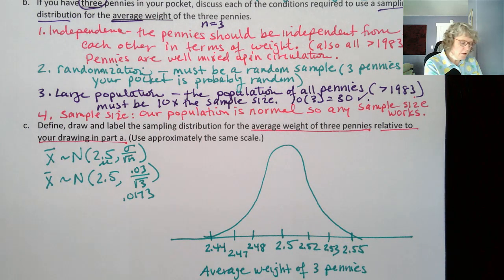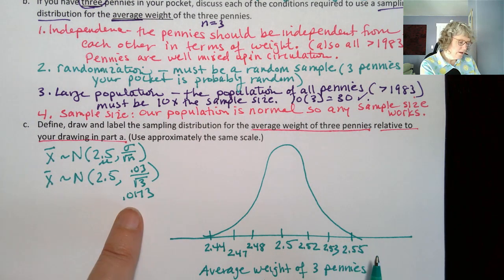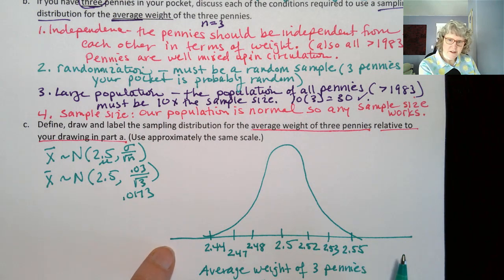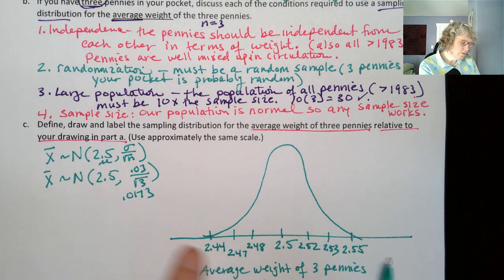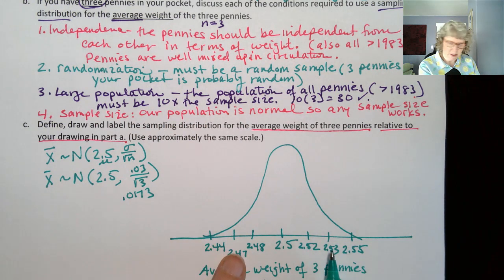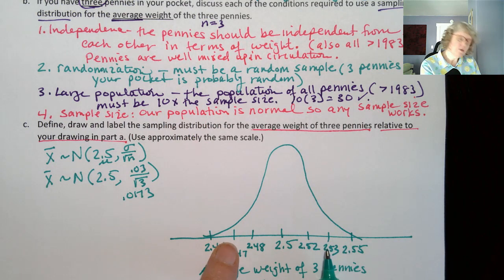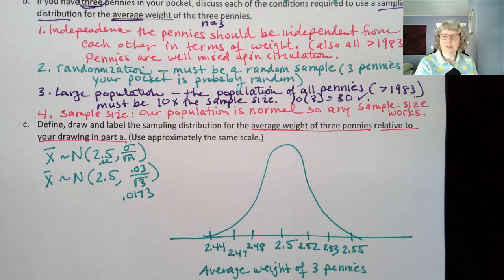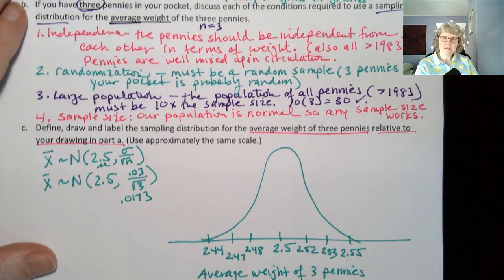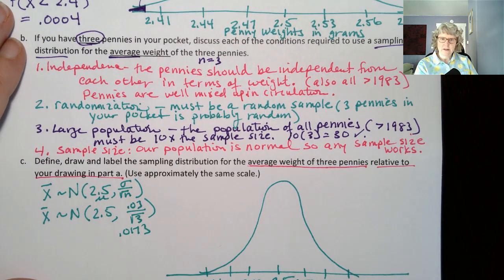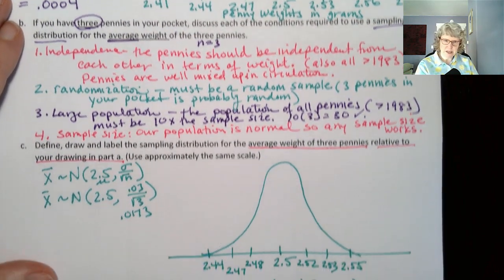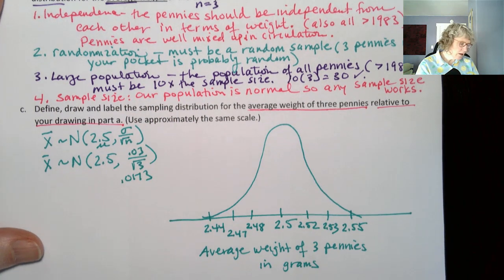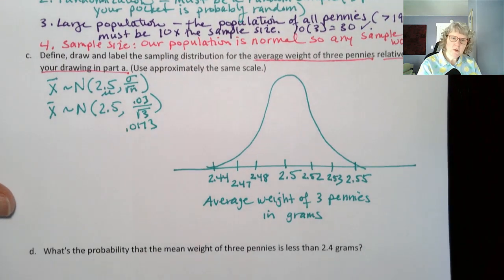Okay, again, I've got the 3 because that defines this graph, because that tells us what this standard deviation is. If I had 5, it'd be narrower. The bigger the sample size, the narrower it is. So 5 would be narrower, 10 would be narrower, 100 would be even narrower. So you can see this one isn't that much narrower than the original because it's only 3 pennies. Okay, almost there. One last part.